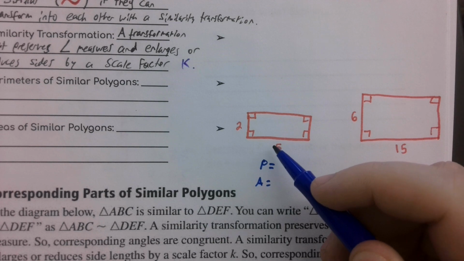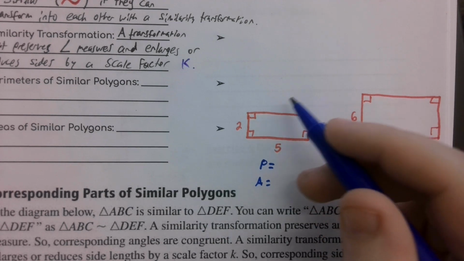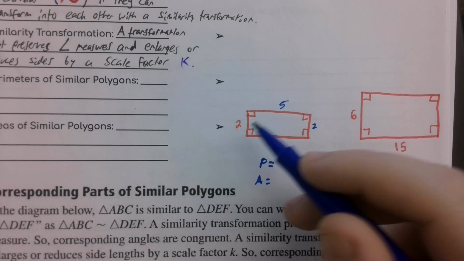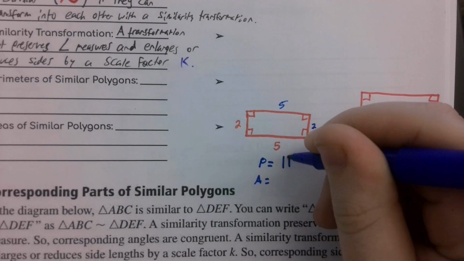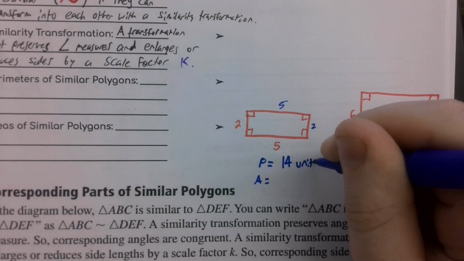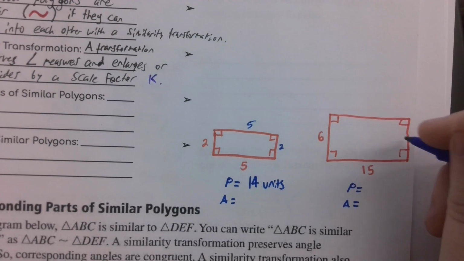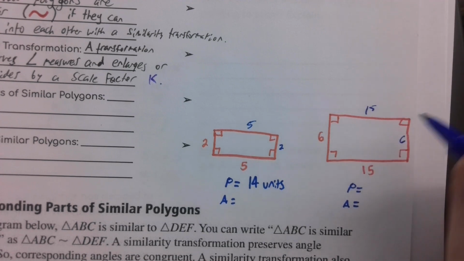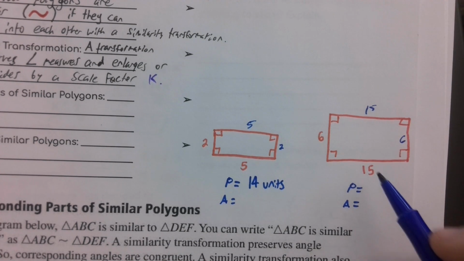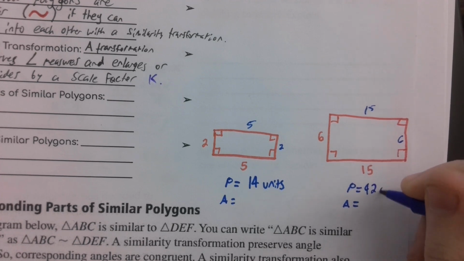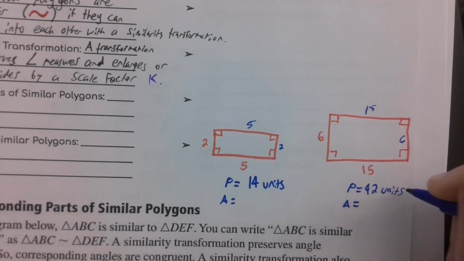2 plus 5, but don't forget that this side is 2 and this side is also 5. So 5 plus 5 is 10, 2 plus 2 is 4, 10 plus 4 is 14 units. We can do the same thing for the second rectangle. We can say that 15 plus 15 is 30, 6 plus 6 is 12, 30 plus 12 is 42 units.